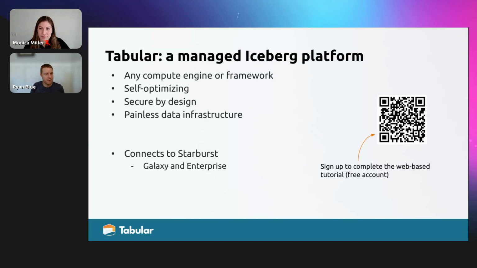How are you optimizing every table? Are you having a human do it? Because that's super inefficient. How are you securing data? So we think of Tabular as a painless Iceberg based platform that very easily connects to Starburst Galaxy. So if you want a great experience as a data warehouse in the cloud, Starburst and Tabular together are a very, very cost-effective and easy way to set that up.